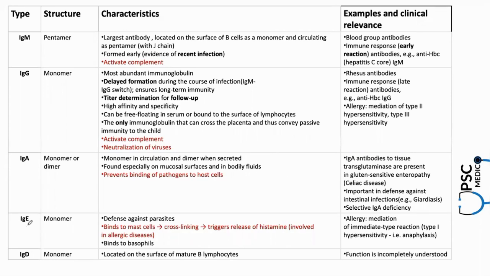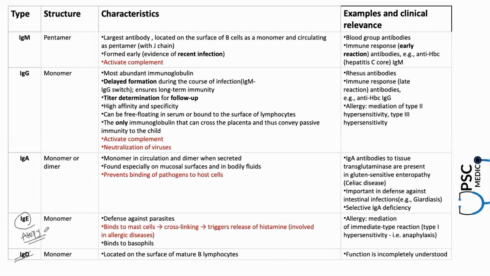Next is IgE. IgE is a monomer and IgD is a monomer. The good thing is IgD is located on the surface of mature B cells and its function is incompletely understood. So let's not burden ourselves by discussing IgD. But when you look at IgE, the first thing that should come into your mind is atopy. The type 1 hypersensitivity reaction is mediated by these antibodies.